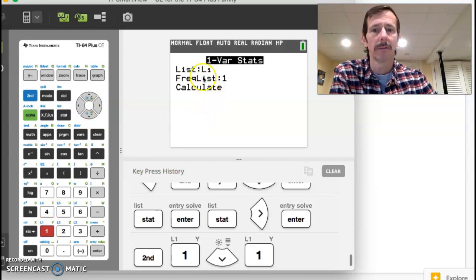Again, in a second, when you do it for the siblings, you're going to put your data list, which is where the actual values of the data fall, and the frequency list is indicating how many times each of those happen.